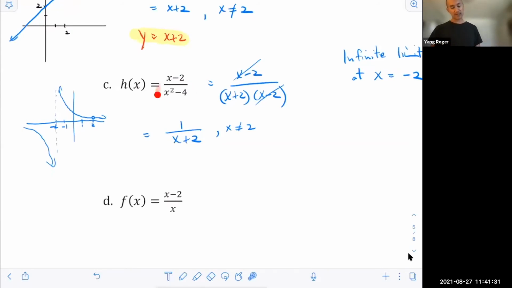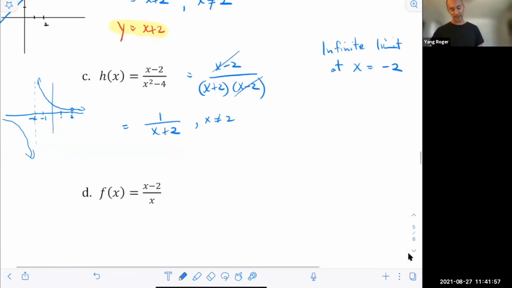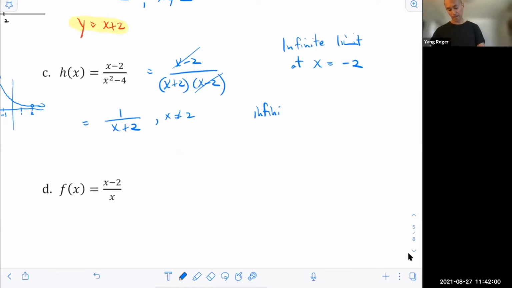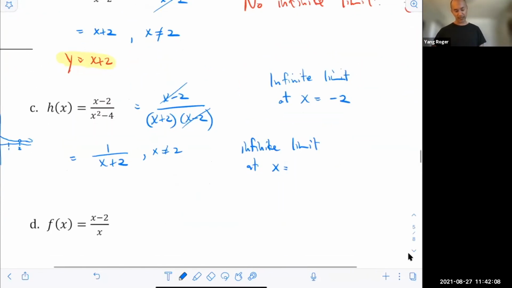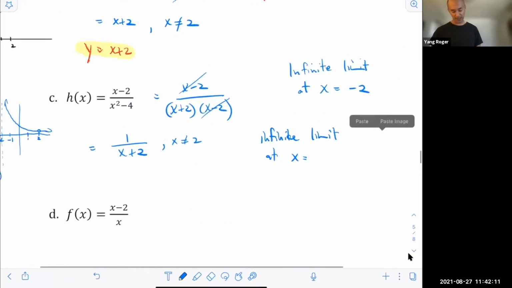First, I have this rational function. I factor the denominator. I can simplify that. I end up with a different rational function. This is just my basic graph of 1 over x shifted to the left by 2. So it looks like this. And because I can't have x equal to 2, because I don't want a 0 in the denominator, I have to put an open hole there. But this is an infinite limit at x equal to -2. We write the same thing, sorry.